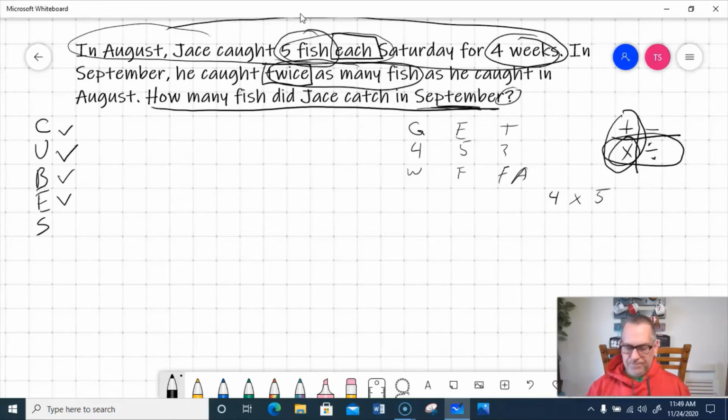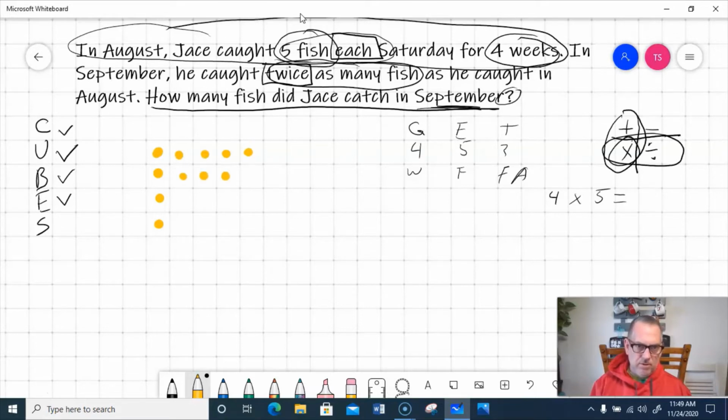So I'm going to go ahead and use an array. I know that's a pretty simple multiplication problem, but I'm still going to use an array because I like models. I'm going to model that right here. My groups are my weeks, so that's 1, 2, 3, 4. So I got my 4 weeks right there, and then there's 5 in each. So that's already got 1, 2, 3, 4, 5.